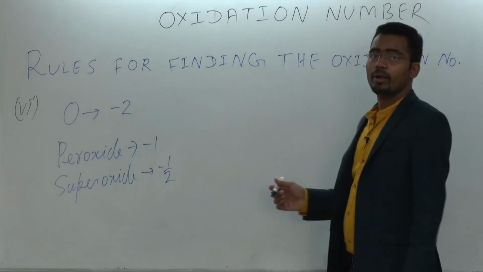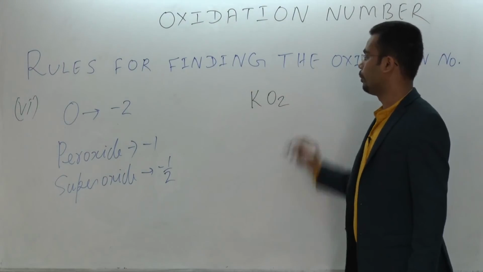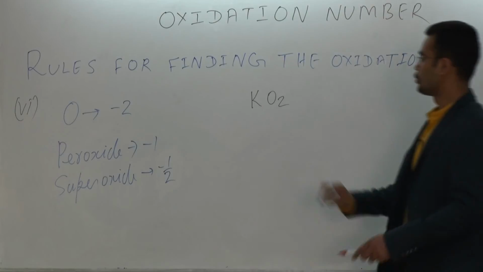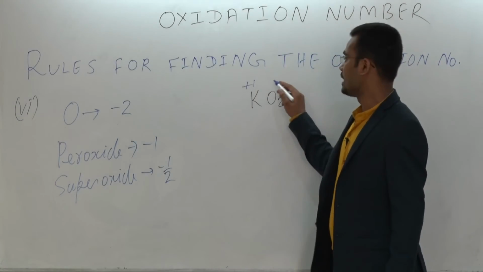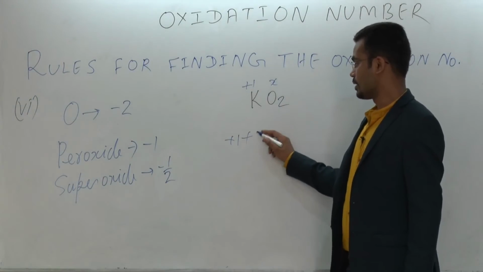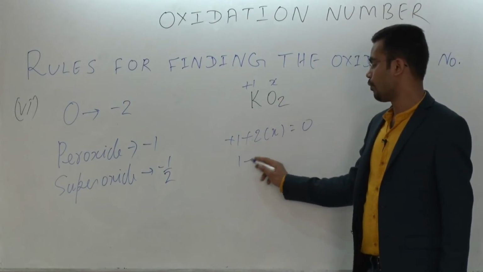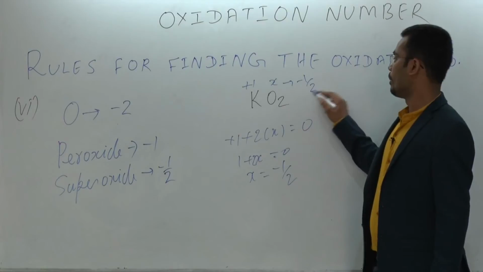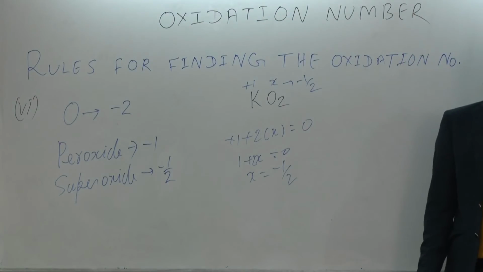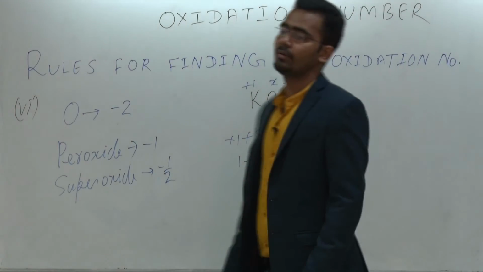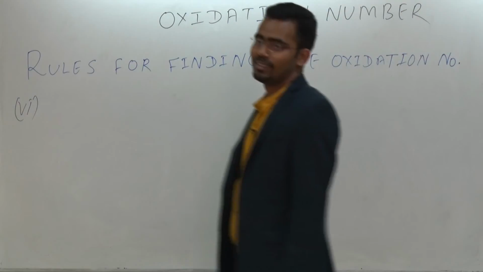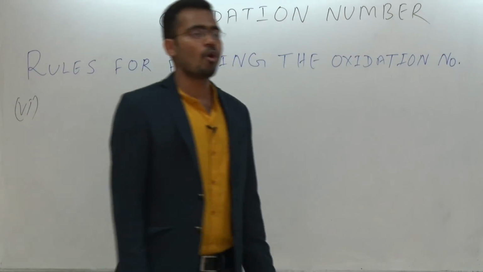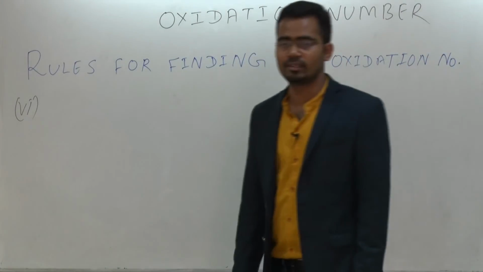For example, we have KO2. We have to find the oxidation state of oxygen. We know that potassium has +1 oxidation state, and oxygen has X. So +1 plus 2 into X will be 0. So 1 plus 2X will be 0. It means X equal to -1/2. Clear? Therefore, it is superoxide. Superoxide is generally formed with metal.